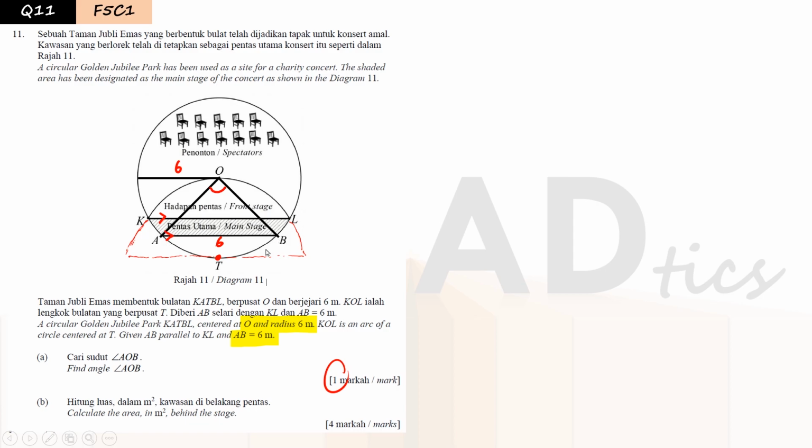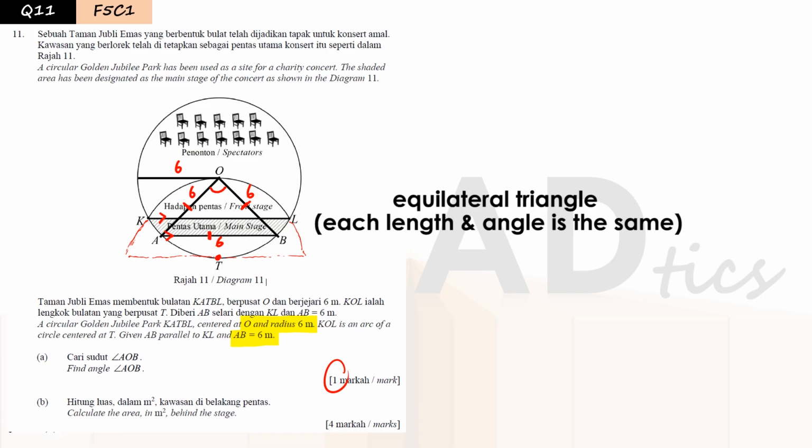Alright? So, as you can see, line OA is actually the radius of the circle. Same goes for line OB, which is also the radius of the circle. So both of the lengths are 6. And now if you see the length of all of these three lines, all of them are the same, which is 6. So this triangle is actually an equilateral triangle, right?